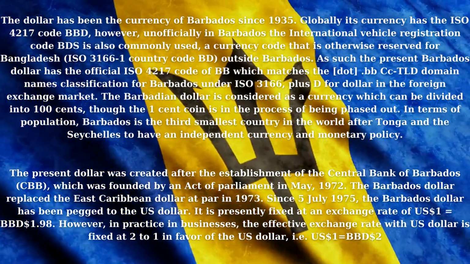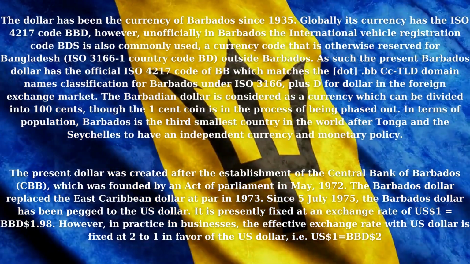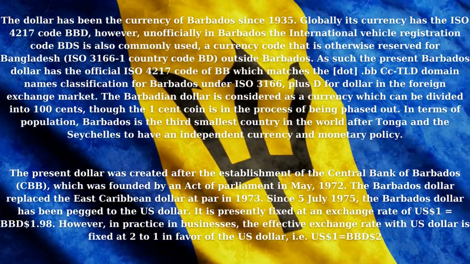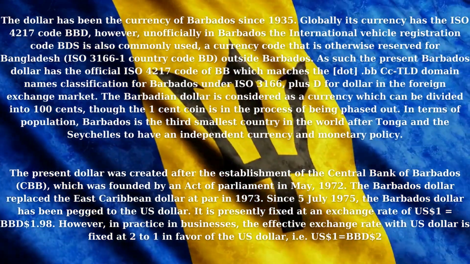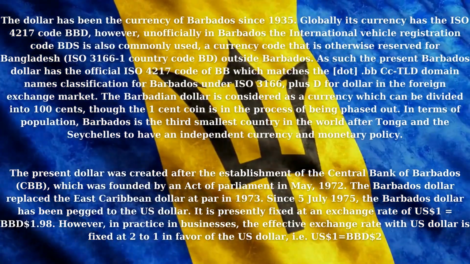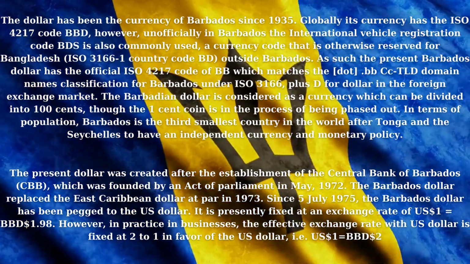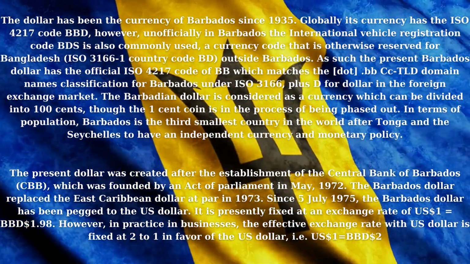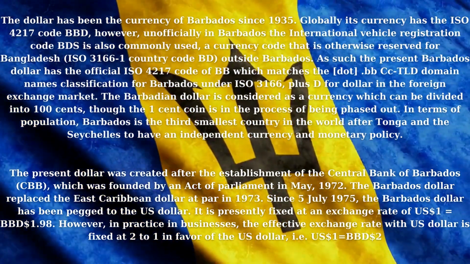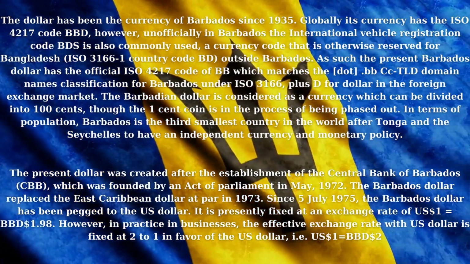The Barbadian dollar is considered as a currency which can be divided into 100 cents, though the 1-cent coin is in the process of being phased out. In terms of population, Barbados is the third smallest country in the world after Tonga and the Seychelles to have an independent currency and monetary policy. The present dollar was created after the establishment of the Central Bank of Barbados, CBB, which was founded by an Act of Parliament in May 1972.